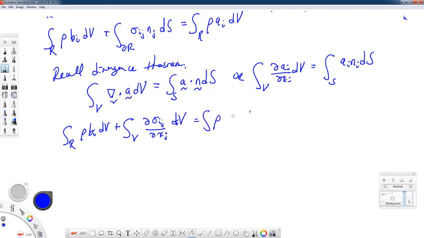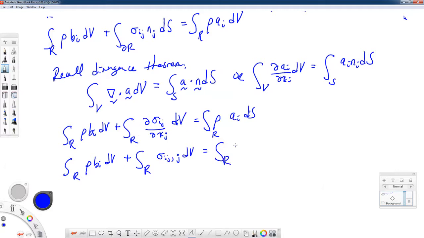So we'll have rho a_i dS. I should use consistent notation with my volume integrals, so this is over a three-dimensional region R now. If we want, we could also write this as the integral of rho b_i dV plus the integral over that three-dimensional region. We can use our comma notation for partial derivatives, so we have sigma_ij,j, and we have a rho a_i dS right here.